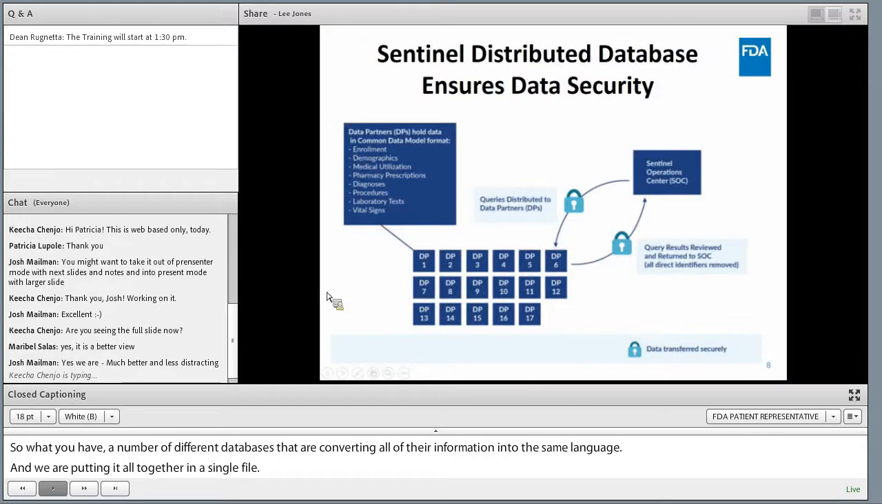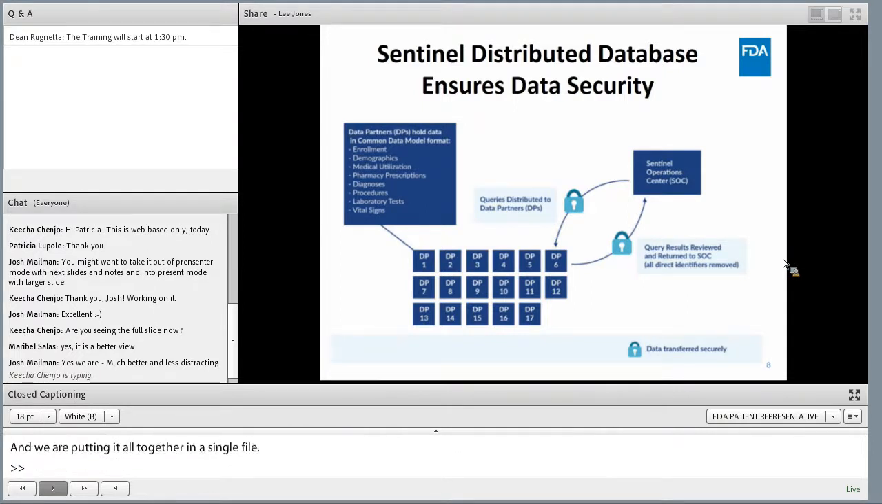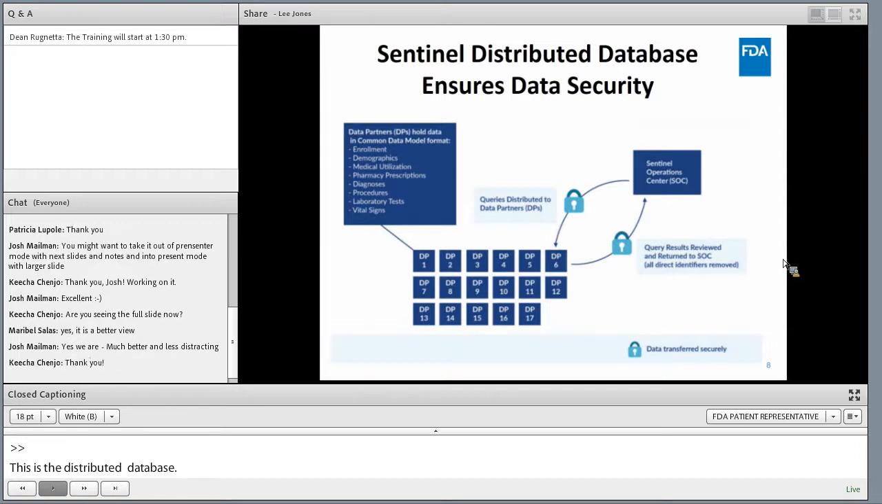So this is the distributed database. As you can see in the top right of the slide, the Sentinel Operations Center, which works closely with us here at FDA, distributes a query to all of our data partners. We currently have, as of last week, 18 data partners. We need to update this infographic.